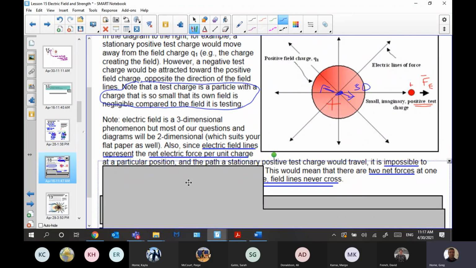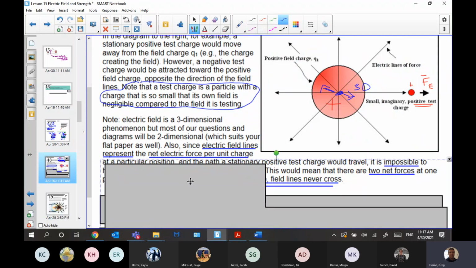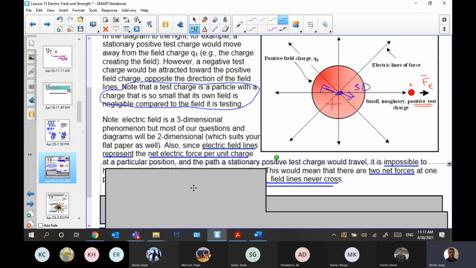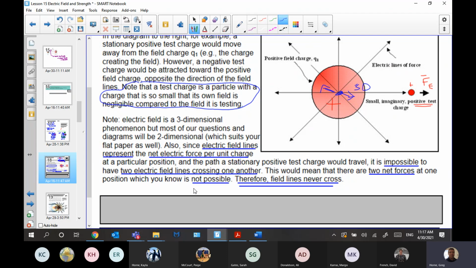Also, what do we have? Electric field lines represent the net electric force per unit charge. So field lines indicate what force there is, as I said already.